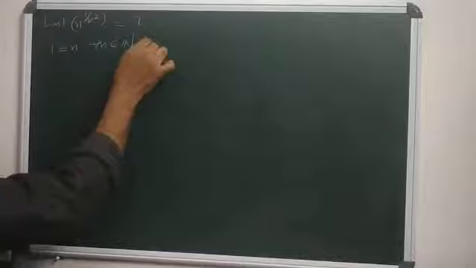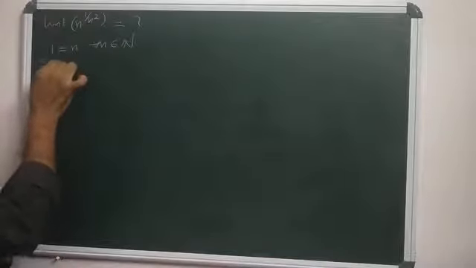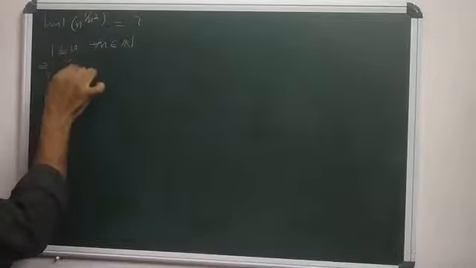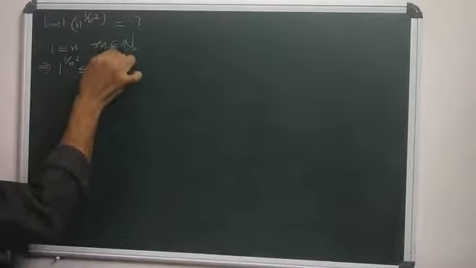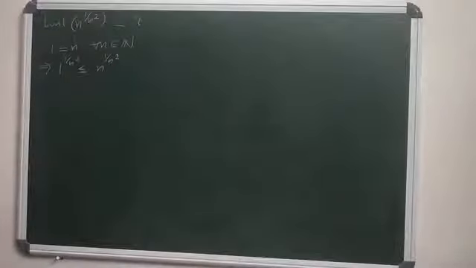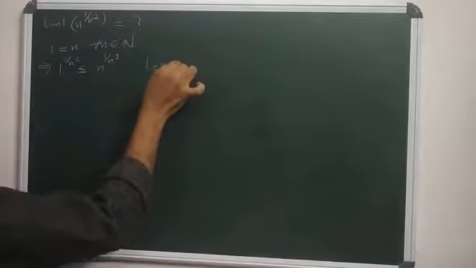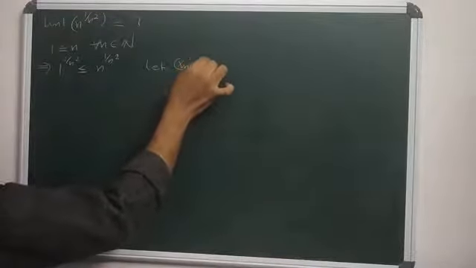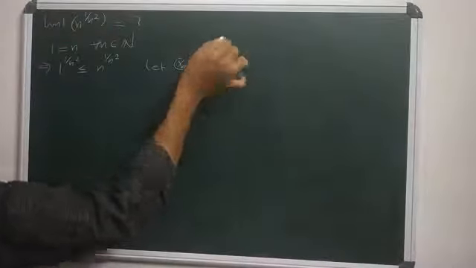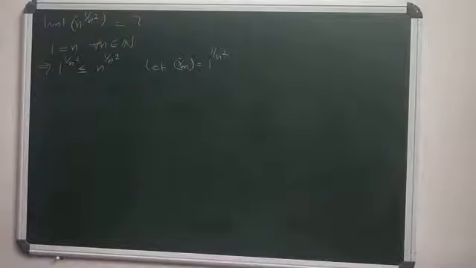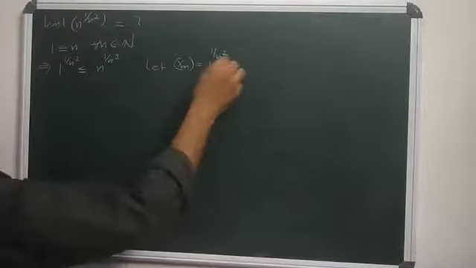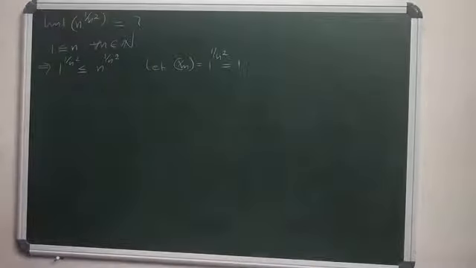1 less than or equals n means 1 to the power 1 by n square less than or equals n to the power 1 by n square. Let the sequence xn equal 1 to the power 1 by n square. What is 1 to the power 1 by n square? It is simply 1. Let sequence xn equal 1.